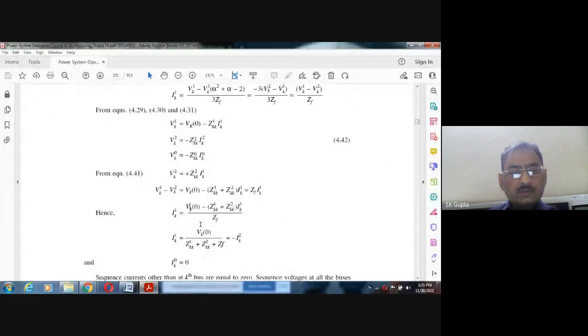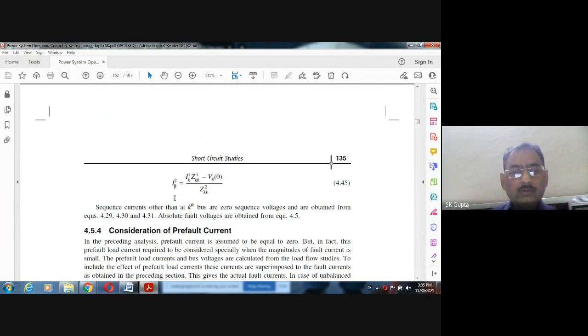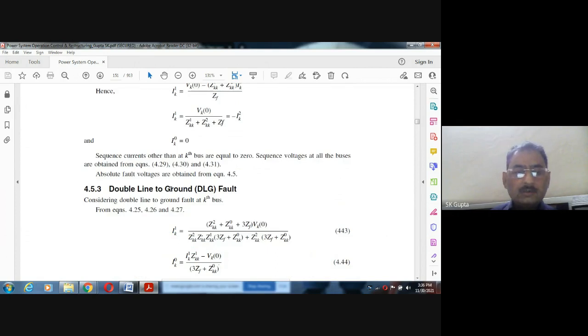as we proceeded into line to line fault, we will proceed into the double line to ground fault. Here, then we will get the positive sequence current, we will get the zero sequence current formula, and we will get the formula for the negative sequence. So three currents will come out, just as we found in line to line, similarly we will find here.